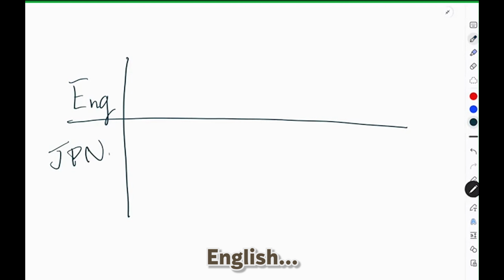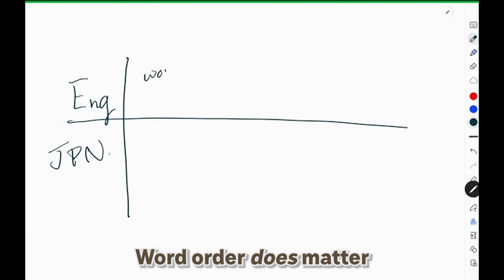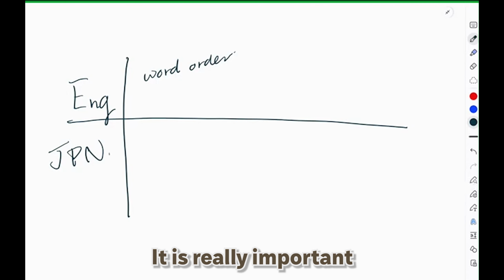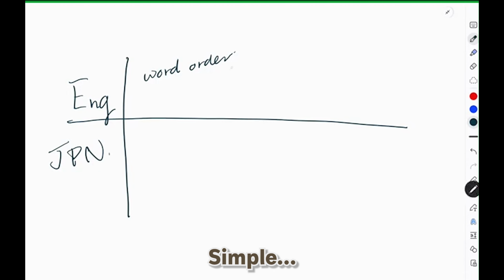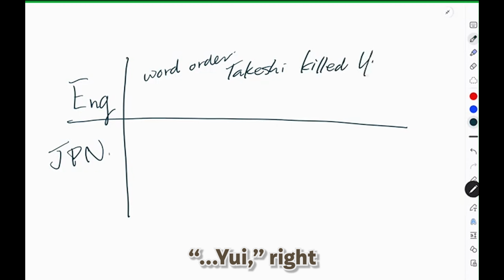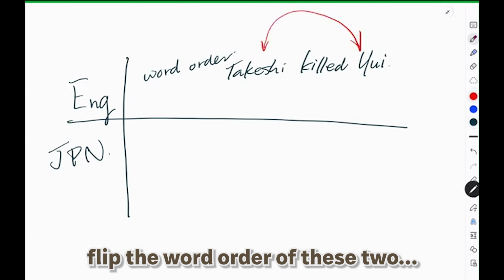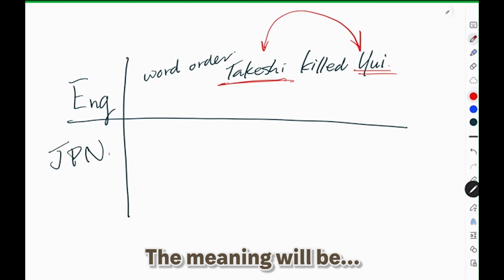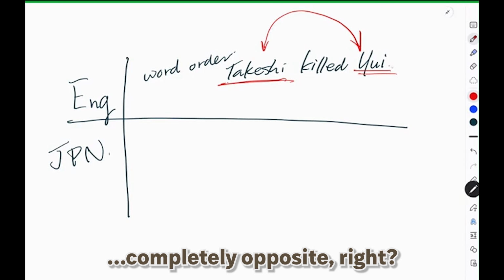So in English, word order does matter. Word order in sentences in English is really important. I mean, for example, a simple sentence: Takeshi killed Yui, right? Versus if we just flip the word order of these two nouns and say Yui killed Takeshi, the meaning will be completely opposite, right?